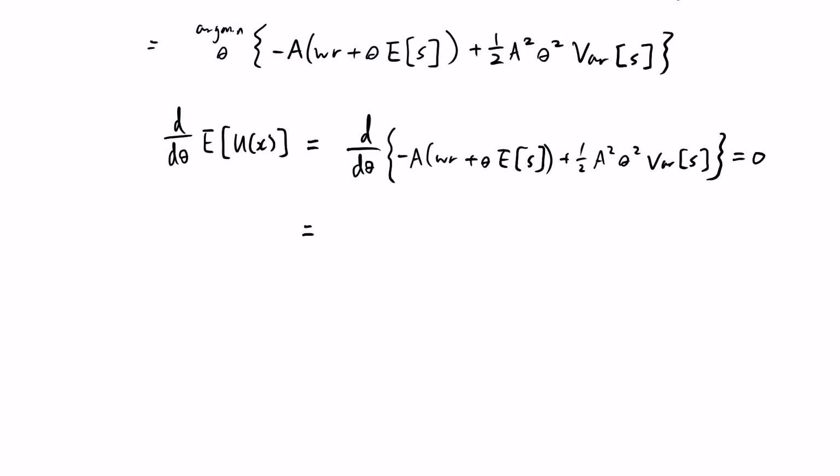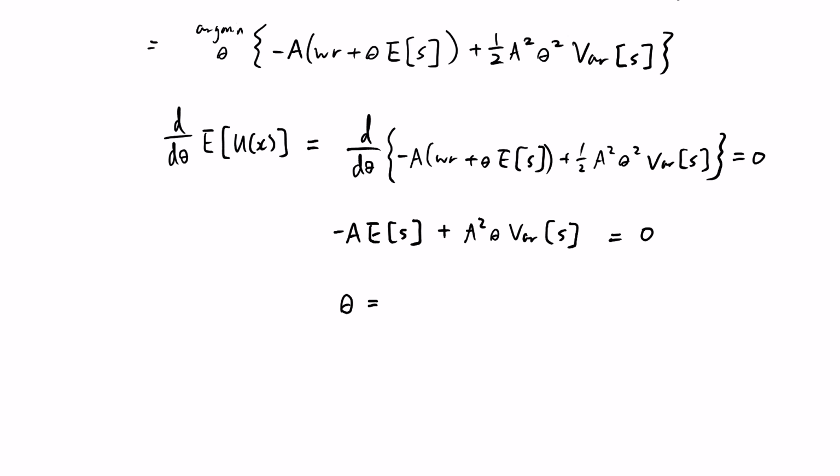You have negative A WR, that doesn't have any theta, so that goes away. Negative A theta E[S] has a theta, so that becomes negative A E[S], the expectation of S, plus half A squared theta squared variance of S, so the theta squared becomes 2 theta, right? That cancels out with the half. So you are left with plus A squared theta variance of S, equals 0. Rearrange. There's only a single theta here. Rearranging gives you the solution for theta.